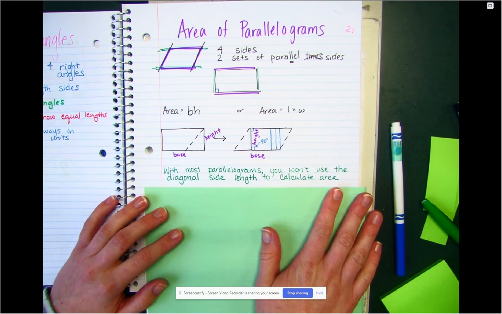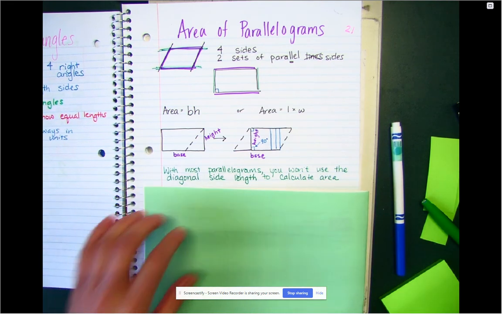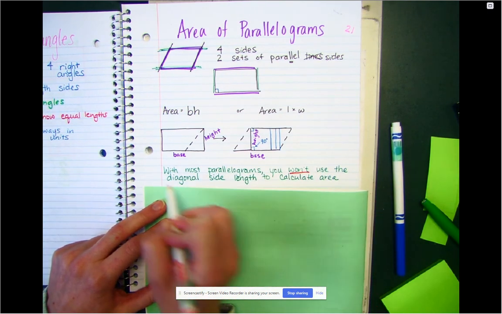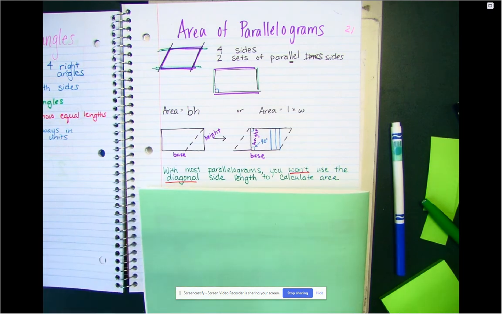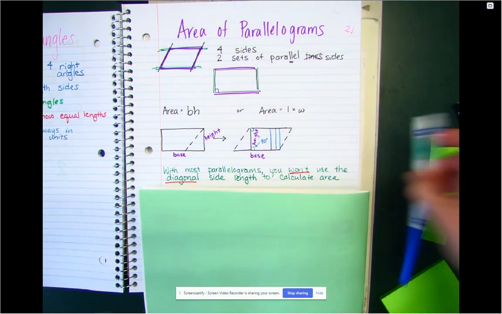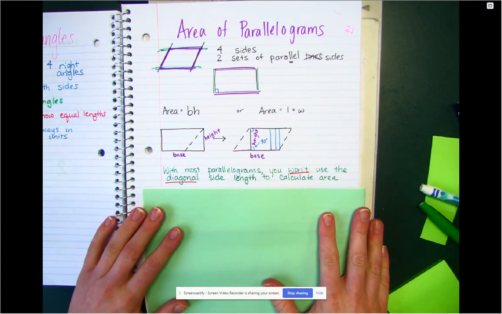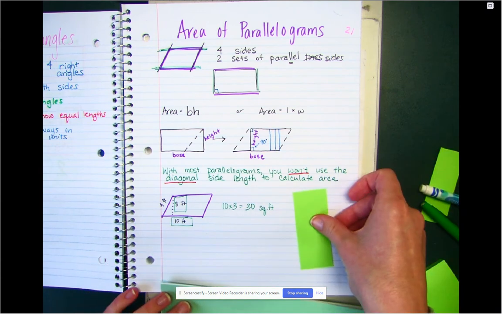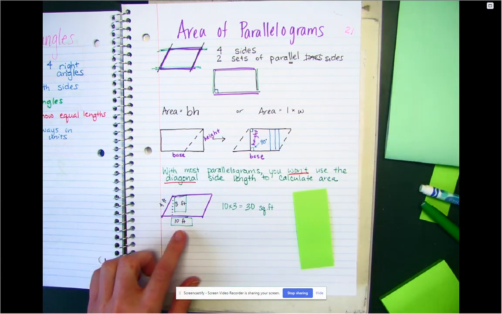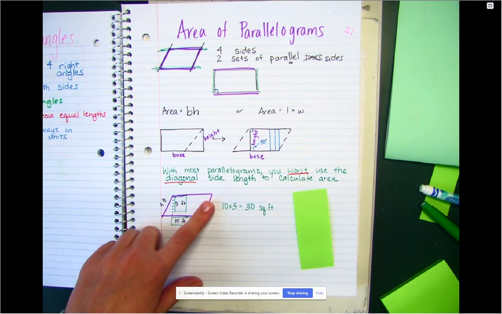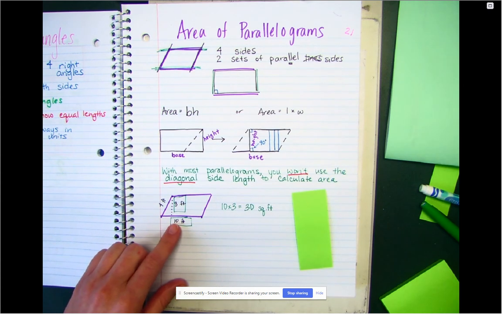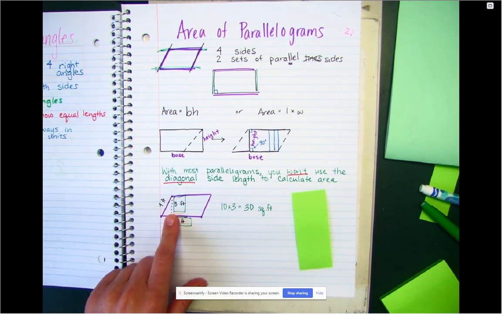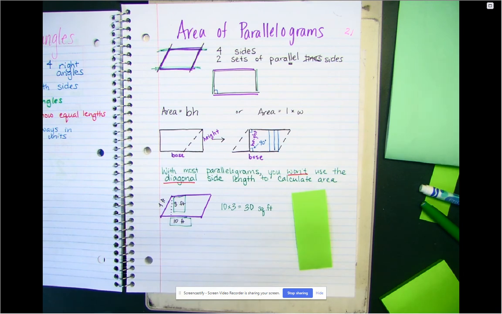We just talked about this: with most parallelograms, you won't use the diagonal side length to calculate area. If there's a diagonal side length, you're probably not going to use it because that's not going to be the height. The height is going to be something you have to draw in. So let's cover this up first. I walked through this one before, but if we had this parallelogram, often they will give you the length of both side lengths, and they'll give you the height. And they want to know, do you know which 2 numbers you have to use?